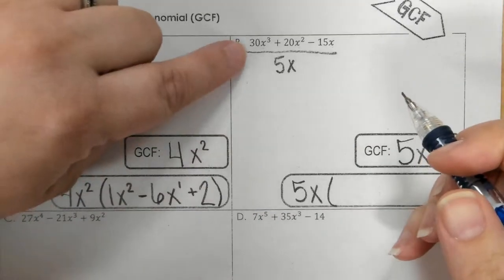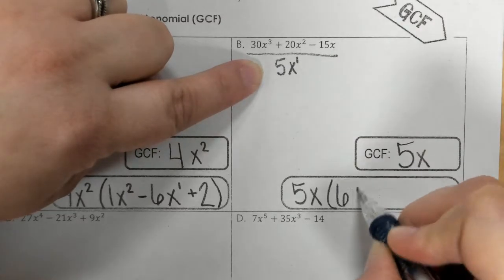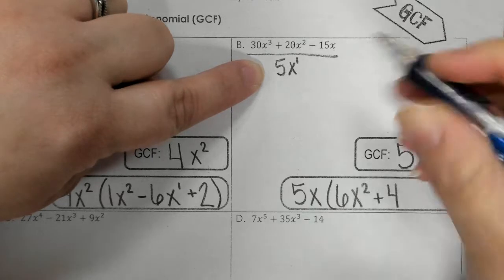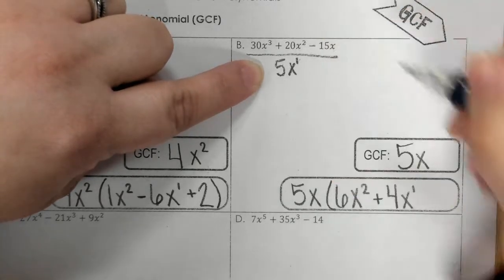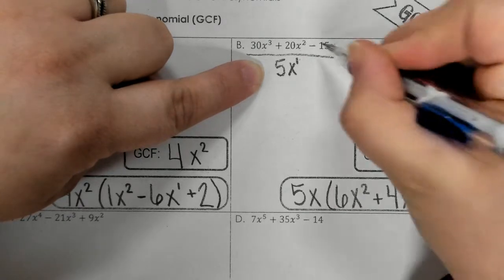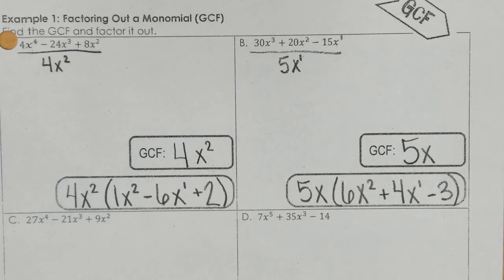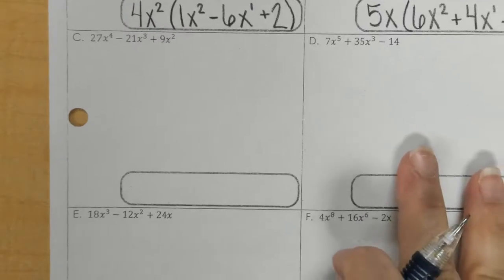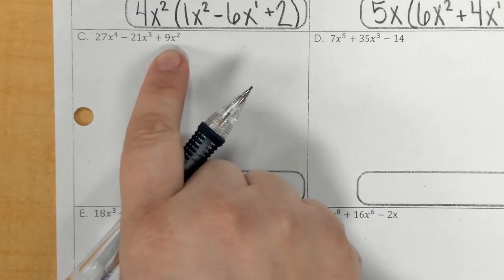So divide. 30 divided by 5 is 6, but 3 minus 1 is x squared. 20 divided by 5 is 4. 2 minus 1 is x. Negative 15 divided by 5 is negative 3. And 1 minus 1 is 0, so I don't write that. Okay, letter C. What number divides into all three numbers evenly? And that would be a 3.